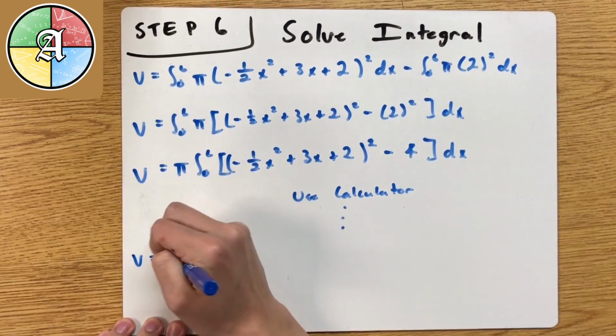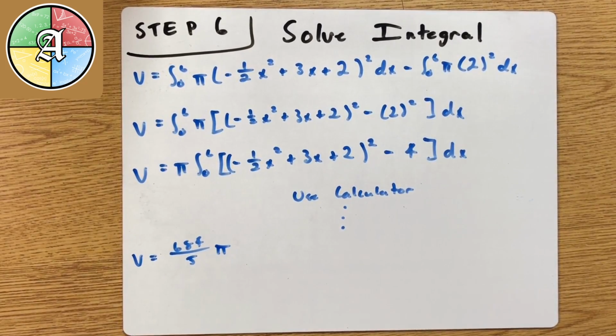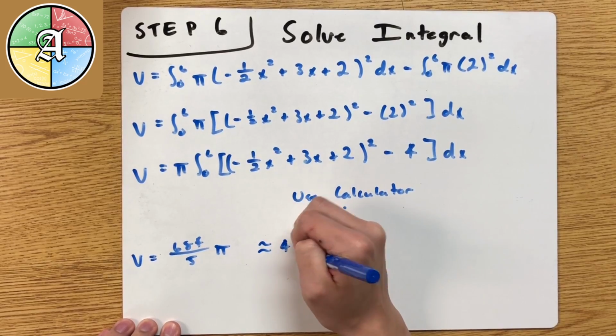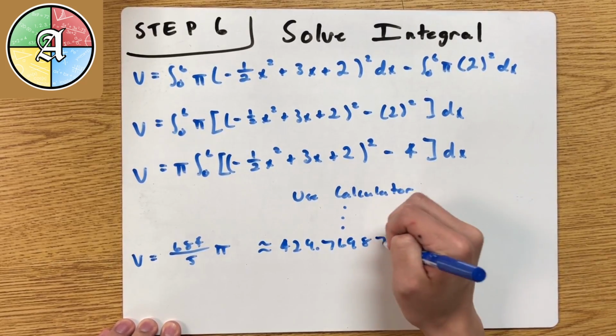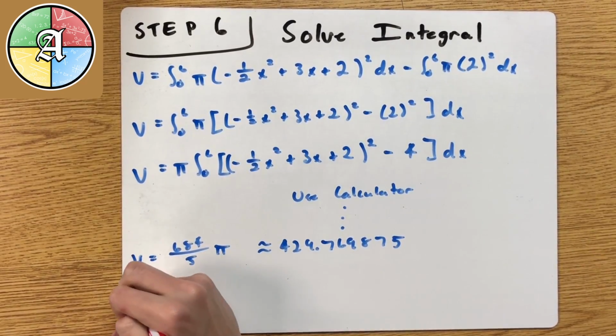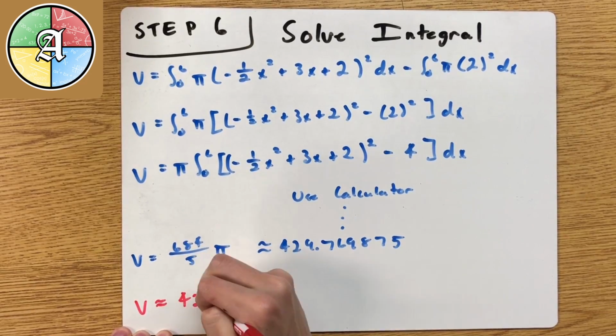Using a calculator, our volume comes out to be 684 pi over 5, which is about equal to 429.769875. Rounded, this is about 429.770.